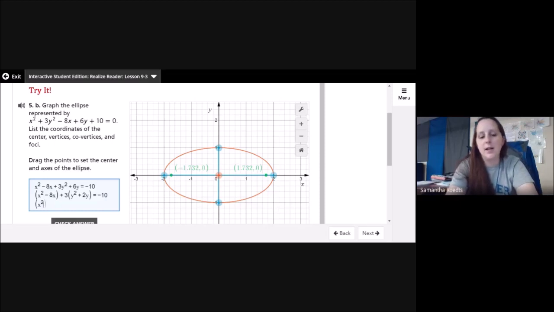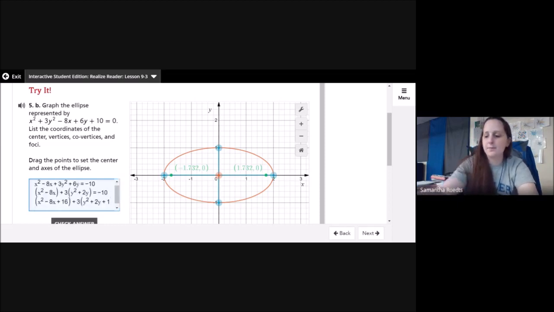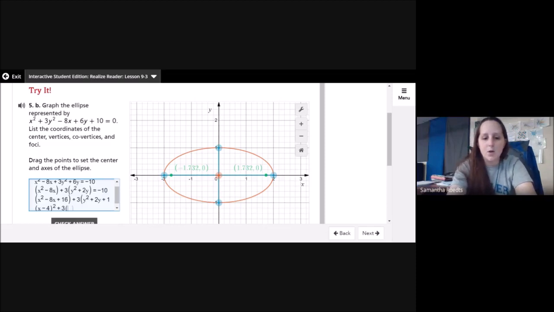Okay, I complete the square. So x squared, negative 8 divided by 2 is negative 4, squared is 16. So x squared minus 8x plus 16 plus 3 times y squared plus 2y, 2 divided by 2 is 1, 1 squared is 1, plus 1 equals negative 10 plus 16 plus 3 times 1. Okay. So that gives me (x minus 4) squared plus 3 times (y plus 1) squared equals 9.